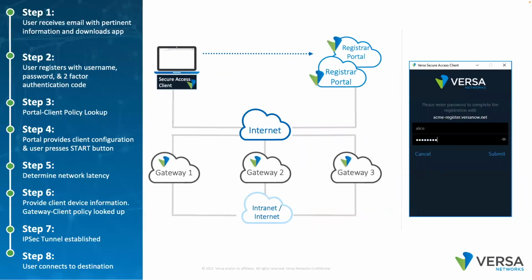Here are the high-level steps for remote user requesting access to corporate or cloud resources. In step 1, VSA client will be downloaded and installed on the device. In step 2, user authentication will occur as part of the registration process. And in step 3, VSA client collects information about the device and user. It then performs a policy lookup and evaluates the collected information for compliance checks.